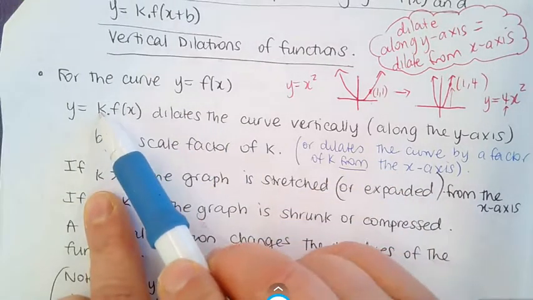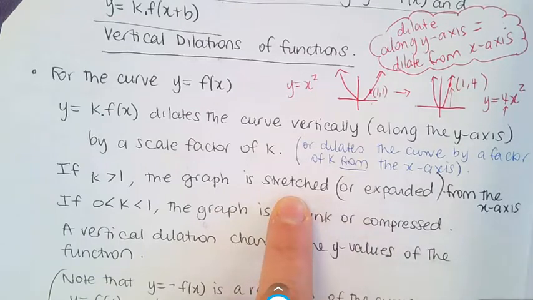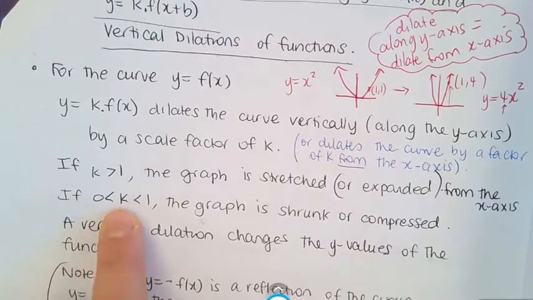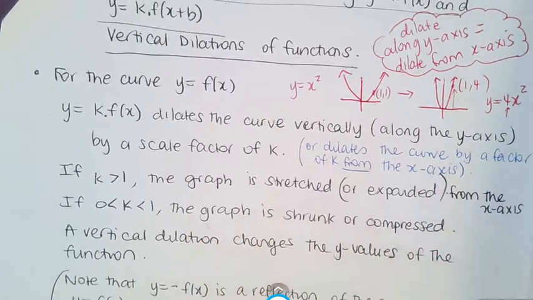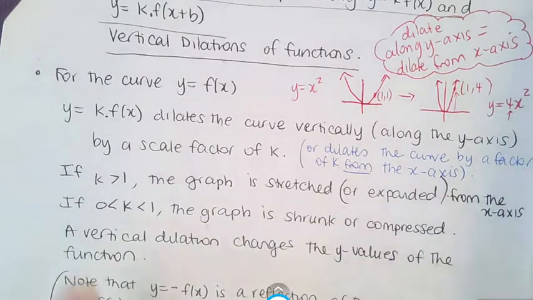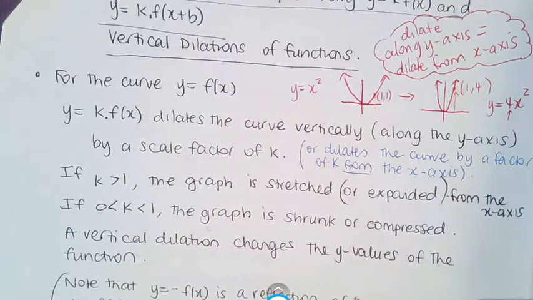Okay? Now, what they're saying here is, with this first one, if k is greater than 0, so this is where your constant is in front of your function, the graph is stretched from the x-axis or along the y-axis. Okay, and if k is a fraction between 0 and 1, the graph is shrunk or compressed. That's where it goes wider. It's compressed from the x-axis, or it's compressed along the y-axis. So from one axis is the same as along the other. Okay, by that scale factor, by a factor of k. So now, are we okay?